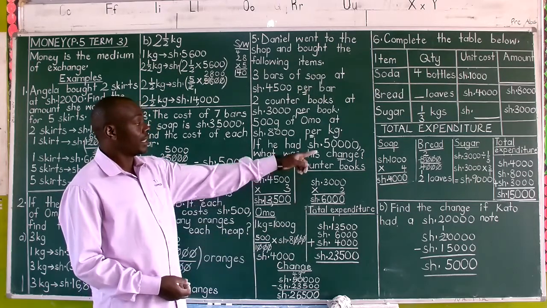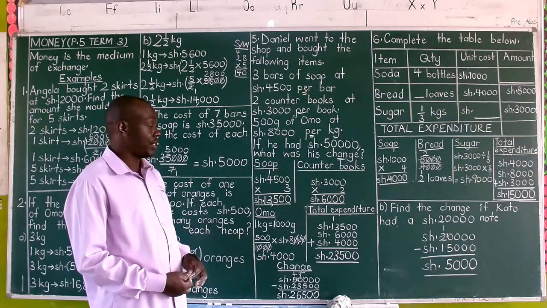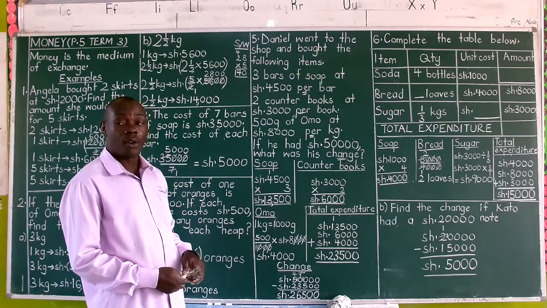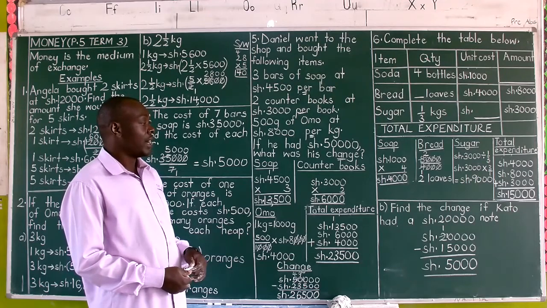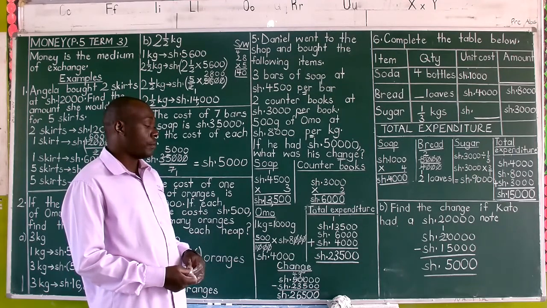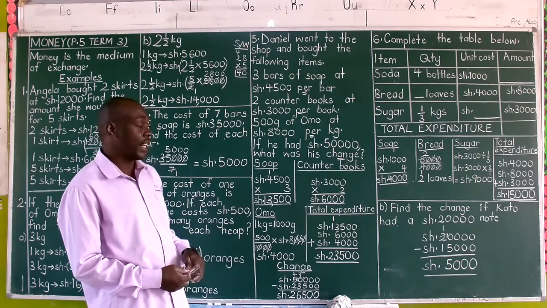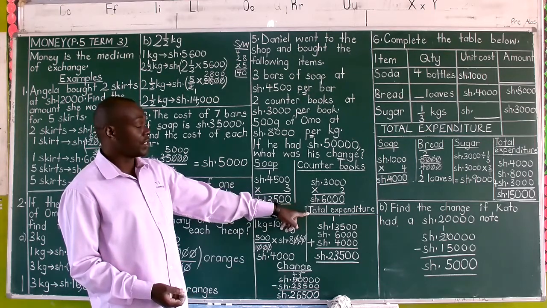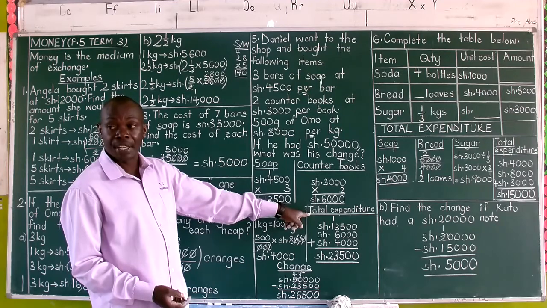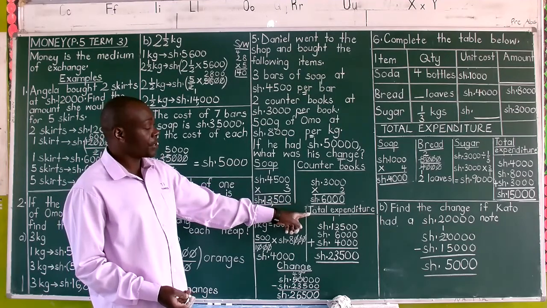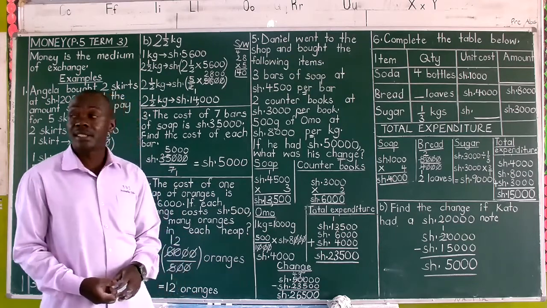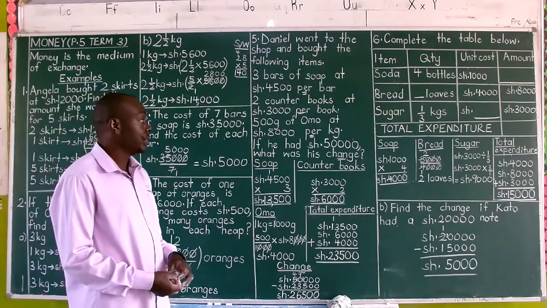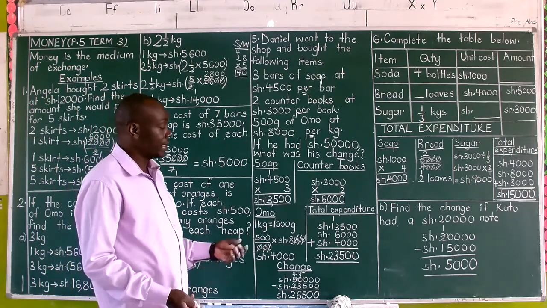And now remember, one requires you to find the change. I say change is realized when you get what one had at the beginning before buying an item, and then take away the amount of money in total one has spent on all the items. So we have a compulsory thing to be done here called total expenditure. So find the total expenditure. Find the amount of money this Daniel spent in total, and then later subtract from what he had before spending.